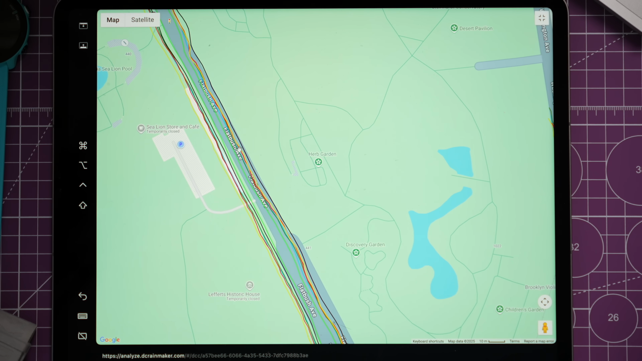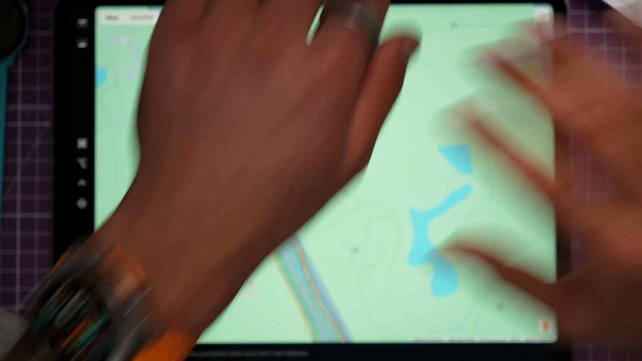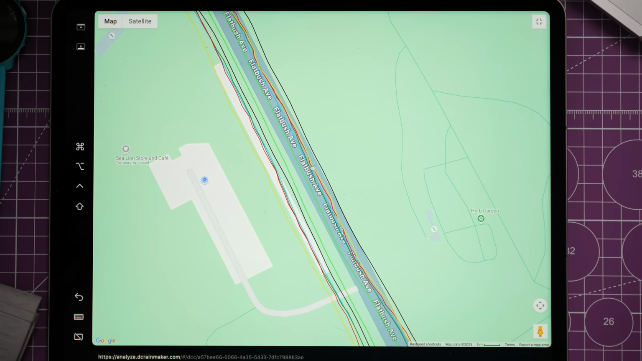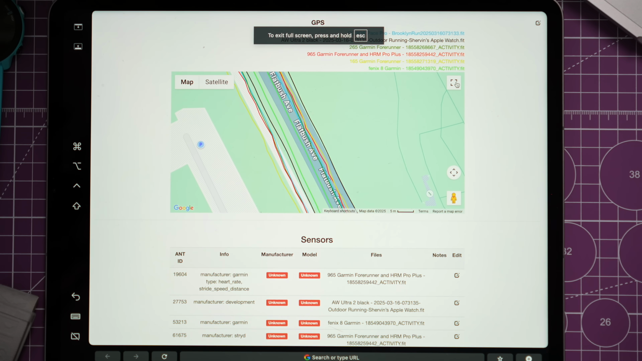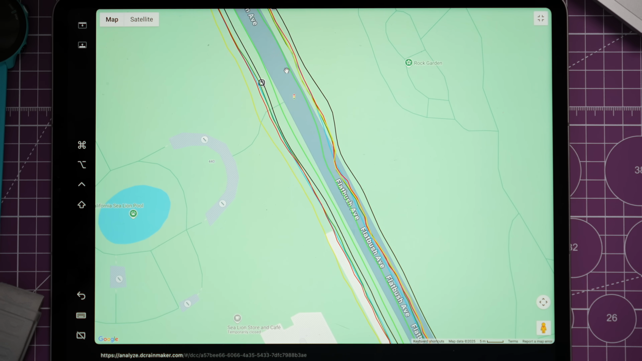One interesting thing is, depending on which side I wear the watches on, right side or left side, I notice on the map that the right side watches will be a little bit more to the right, like here, Apple Watch Ultra 2. We got the 965 and the 165. Yep, those were on my right arm. And then we have the Fenix 8, which is on the left side. The 265 and the COROS Pace Pro show slightly towards the left. So that will be a common trend.